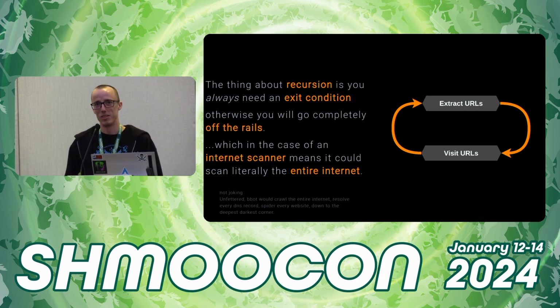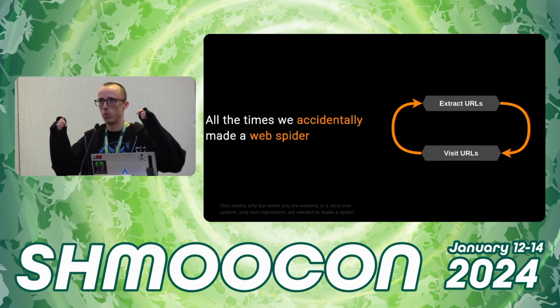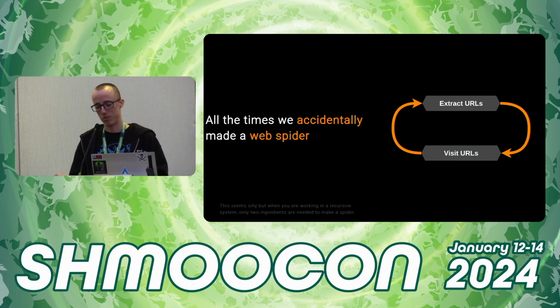So this concept of restricting the recursive scanner into only scanning what you want is very important and very hard to pull off. There were many times, I actually can't count how many times, we accidentally made a web spider. And this seems silly, but when it comes to working in a recursive system, you only actually need 2 ingredients to make a web spider. The first one is you visit a URL, and then the second one is you extract other URLs from the response. If you have those 2 ingredients, you have a web spider. And we did that several times.